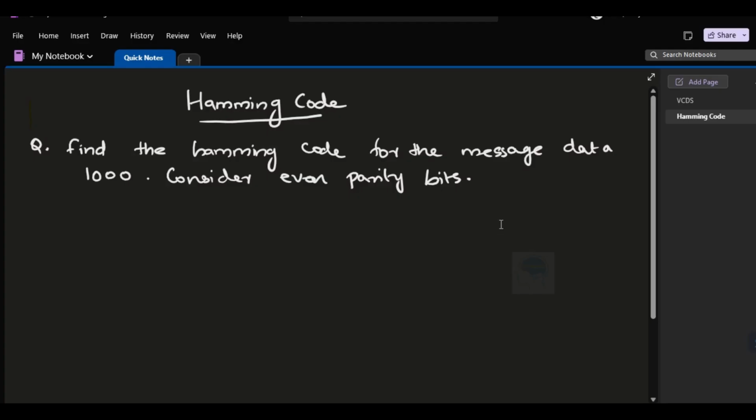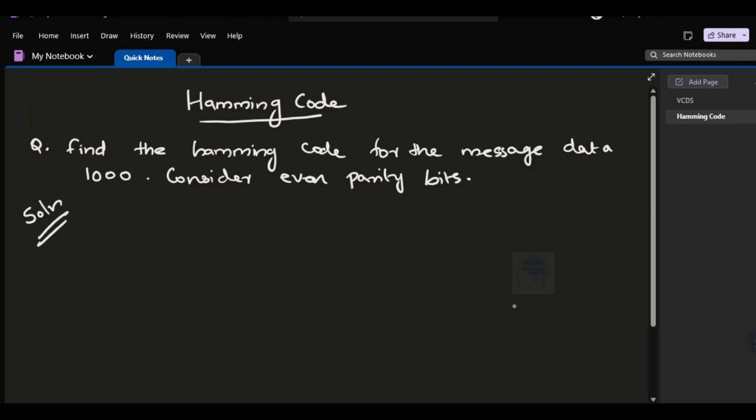Today we are going to discuss Hamming code. Let's see one problem in the Hamming code. Find the Hamming code for the message data. The data is given as 1000, and the condition is given as: consider this as an even parity bit. So we will solve this for the Hamming code.